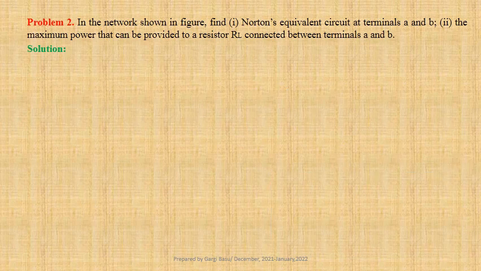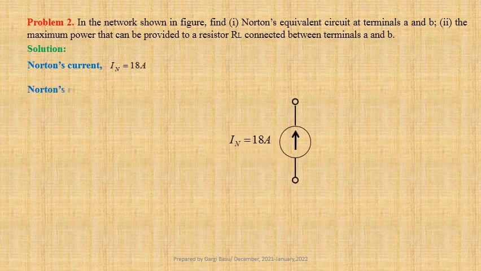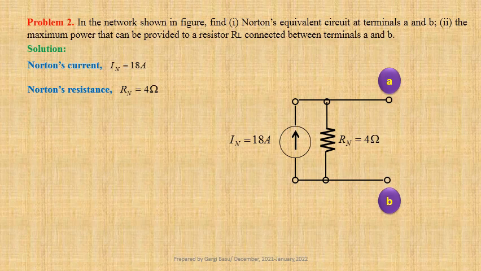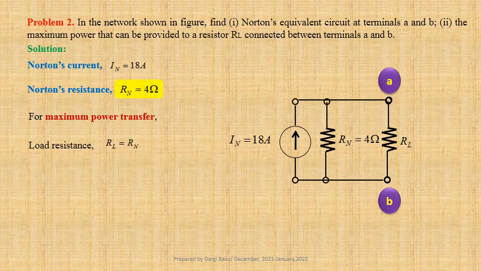We have obtained Norton's current In equals 18 ampere and Norton's resistance Rn equals 4 ohm. Let us now draw the Norton's equivalent circuit and connect the load resistor RL. We know that for maximum power transfer, load resistance RL equals RN, that is equal to 4 ohm. Now we shall determine load current IL equals half of IN, that is half of 18, which gives us 9 ampere.